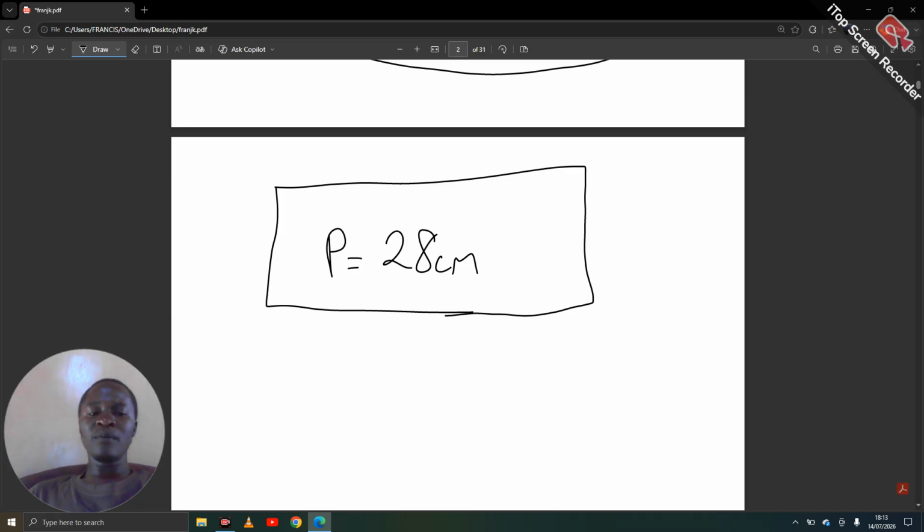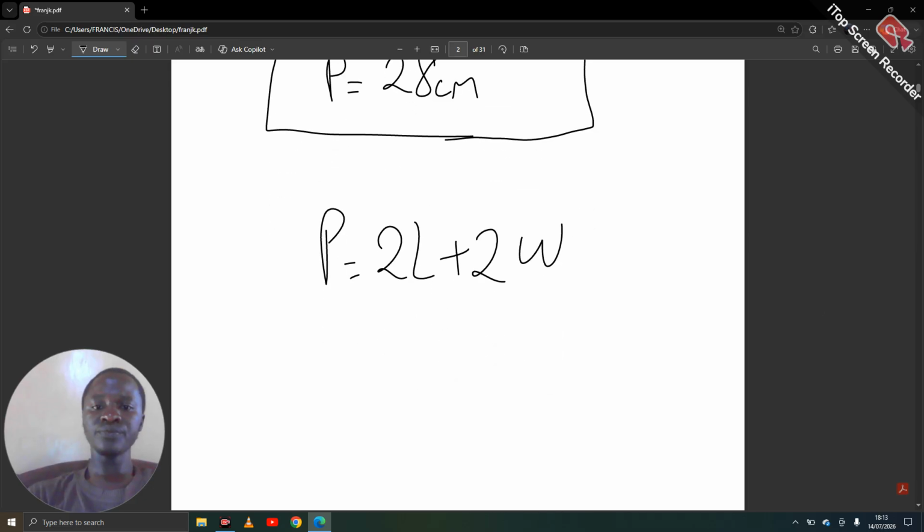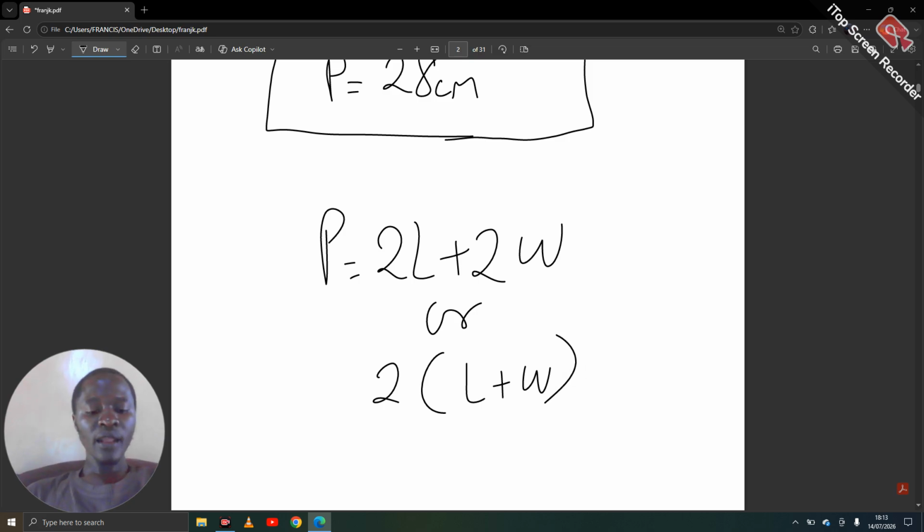I think from primary all the way to the current class which you are, I believe, and I know, and I'm sure that having a formula for getting the perimeter of a rectangle is not an issue at all to you. How do we always get the perimeter of a rectangle? It is 2 length plus 2 width, or 2 into length plus width. That one can work.